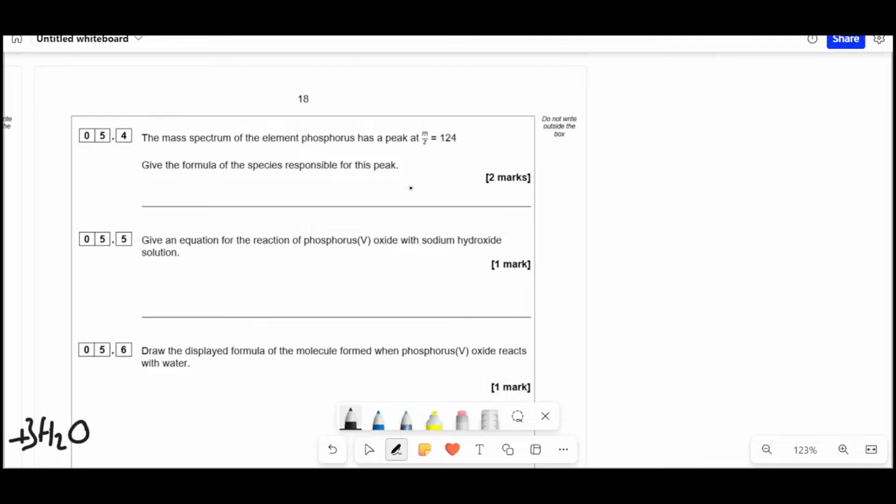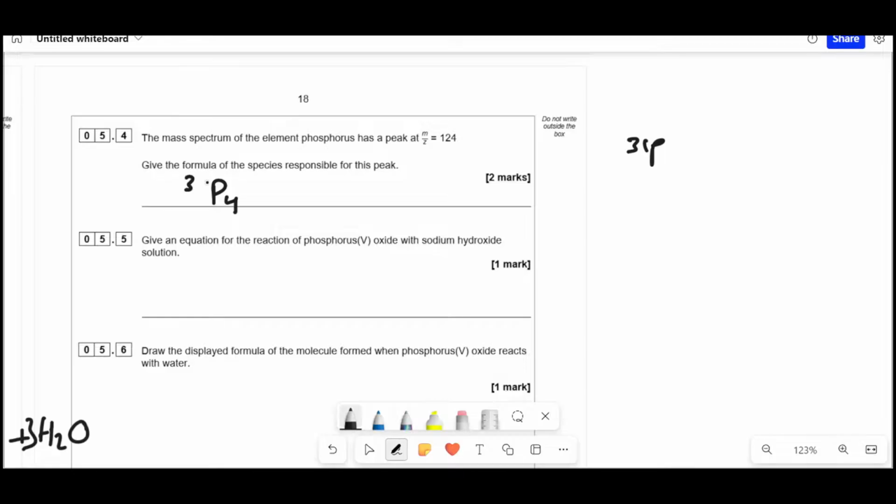The mass spectrum of the element phosphorus has a peak at m/z 124. Give the formula of the species responsible for this. All you've got to do is look at the phosphorus, which is 31P, and think about what's going on. Normally on the periodic table it looks like that, but you've got 124. So the best bet is to divide them and see what happens. Four lots of 31 makes 124, so the peak that's probably come up is P4.